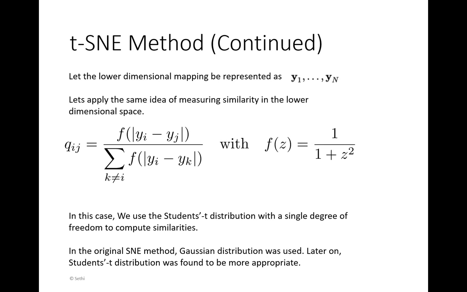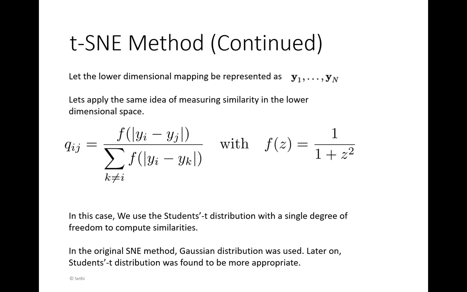All right. So let's assume that somehow we have done the mapping, and let us now define the similarity of point I and point J in the lower dimensional space after mapping. That similarity we define as Qij, and that is defined through the formula that is shown here. This is the formula that is being used in the 2-dimensional space to define the similarity.